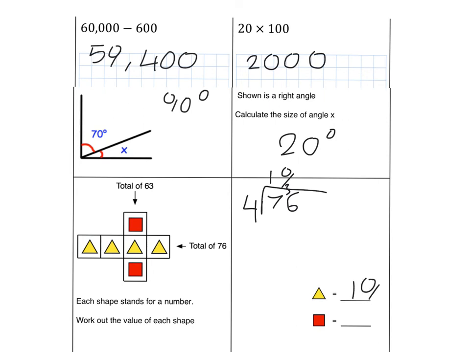Okay, so that helps us figure out the value of a square. So we know that going down here is a total of 63. We can take away the 19 for the triangle, which will leave us a total of 44. Now 44 is the value of 2 squares. We need to know the value of 1 square, so it's 44 divided by 2, and your square then is 22.